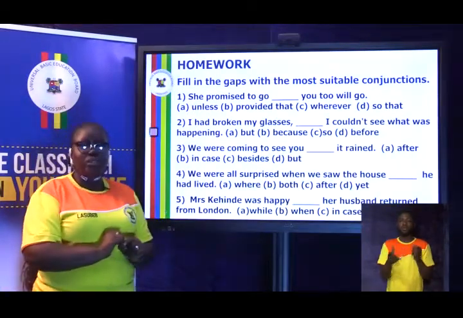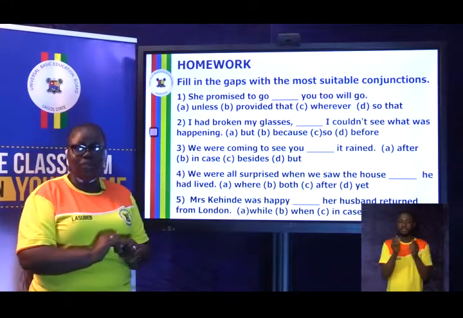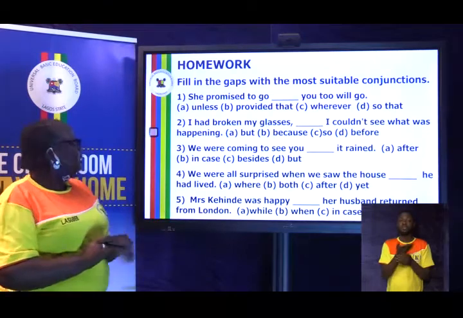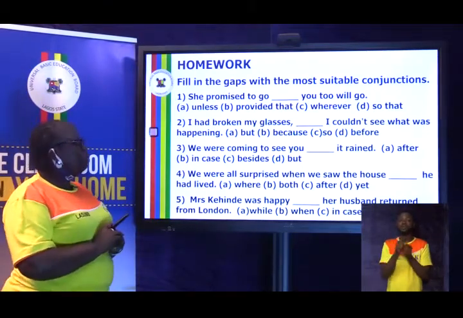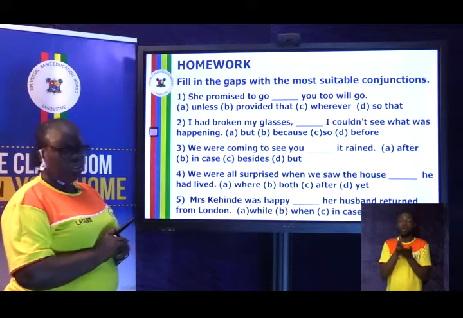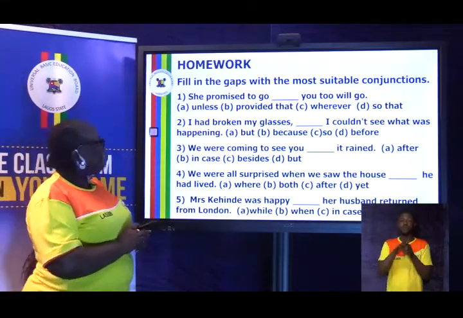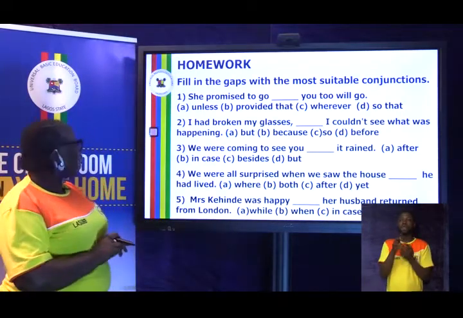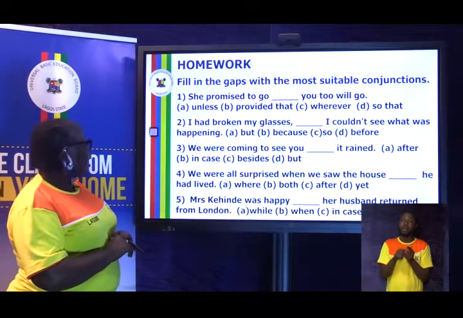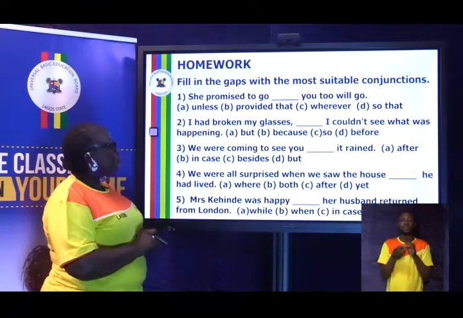How many of you got everything correctly? Then you should be celebrated with a cheer. Now this is your homework. You are to fill in the gaps with the most suitable conjunctions. Number 1. She promised to go, dash, you two will go. You have the options there: unless, provided that, wherever, so that.